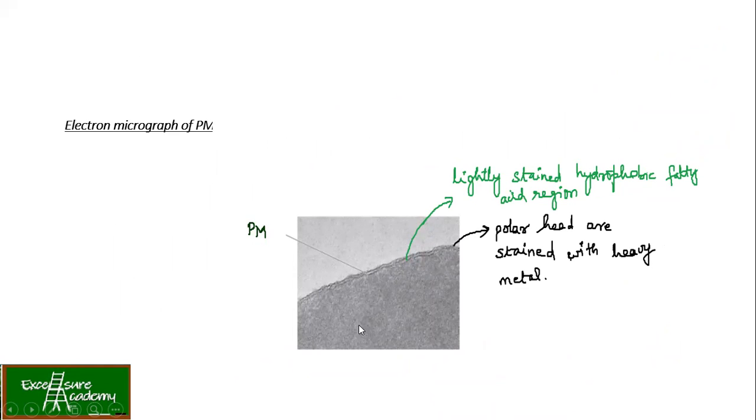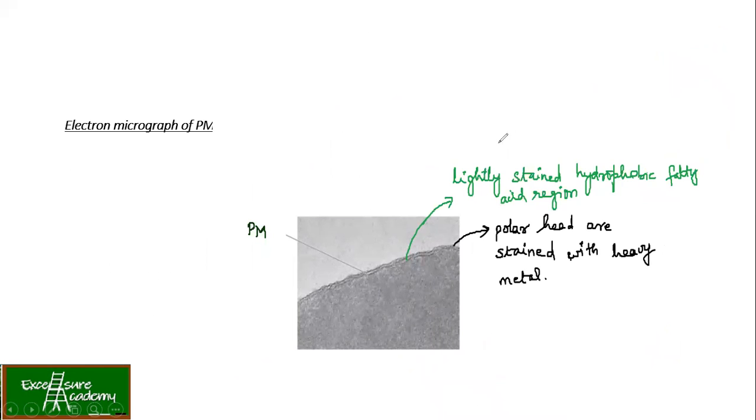So this is the electron micrograph of a plasma membrane, and you can see that this is the air and the water interface. ठीक है, यहाँ पे आपको दो heavy ऐसे line दिख रहे होंगे. So that dark stain is because the polar head was stained with the heavy metal, and the inside one, जो आपका phospholipid layer है.